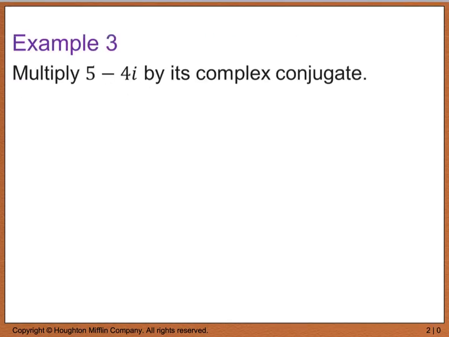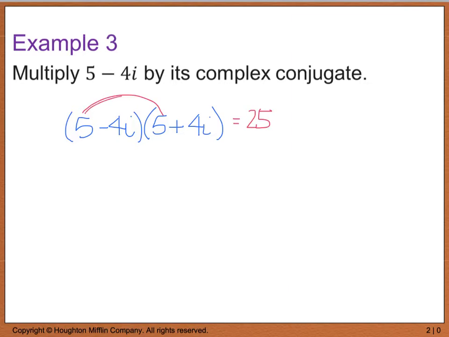And example 3 is going to show us just that. So we have 5 minus 4i, and we're going to multiply it by its complex conjugate. Well, that's got to be 5 plus 4i. So now when we multiply these together, we're left with 25 plus 20i minus 20i minus 16i squared.